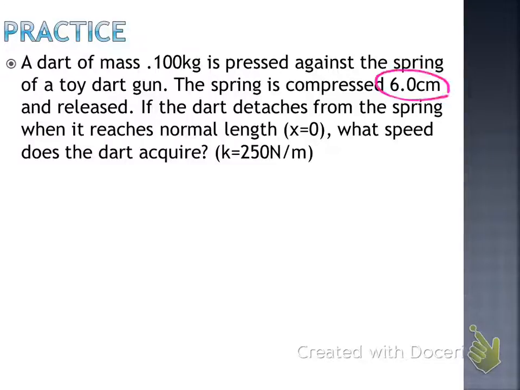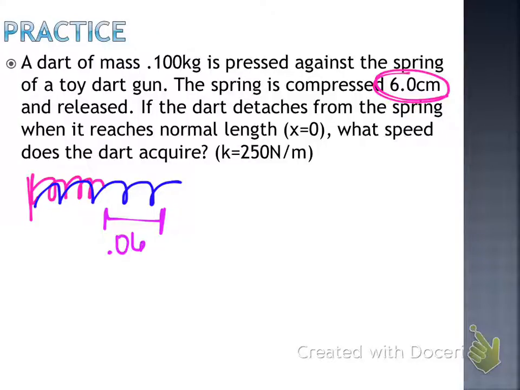Spring is compressed 6 centimeters. What are we going to have to do to that? Convert it to meters. Good. The dart detaches from the spring when it reaches a normal length, right? When it gets back to 0, what speed does the dart acquire? So, when we look at this spring to begin with, it is compressed 6 centimeters. When it gets to its final point right at the end, it's back to its static position. So our x value is not 6, but 0.06 meters.